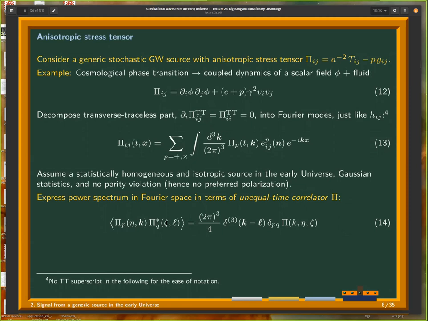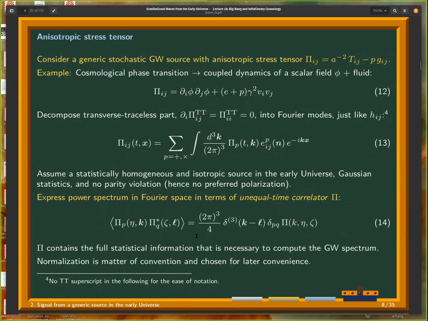We will see later on that it's convenient to consider Fourier modes at two different times. Up to now, when we talked about power spectra, we always had the same time coordinate here and here, such that the power spectrum on the right-hand side only depended on one time coordinate. But now we do the same analysis for two different times, eta and zeta, such that the power spectrum on the right-hand side also depends on two times. This is why this object is called the unequal time correlator, pi. Pi contains the full statistical information that is necessary to compute the gravitational wave spectrum, so basically the full statistical information about the properties of these Fourier modes.